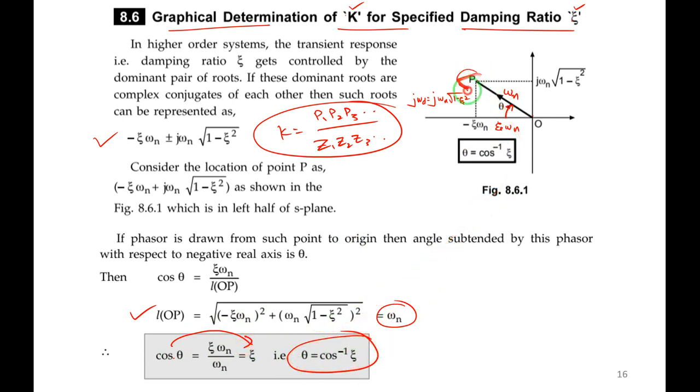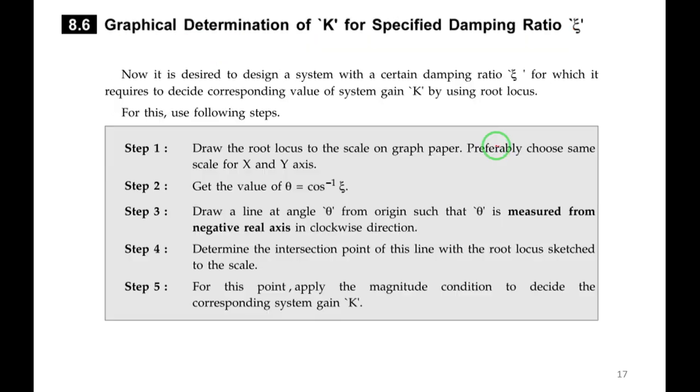I'll tell you the significance, how to find out all these things. Now just identify that cos theta is equal to zeta and theta is equal to cos inverse of zeta. You came to know the formula, right? Cos theta is equal to zeta. It depends on the damping ratio. If I want theta, theta is equal to cos inverse of zeta. The damping ratio will be given.